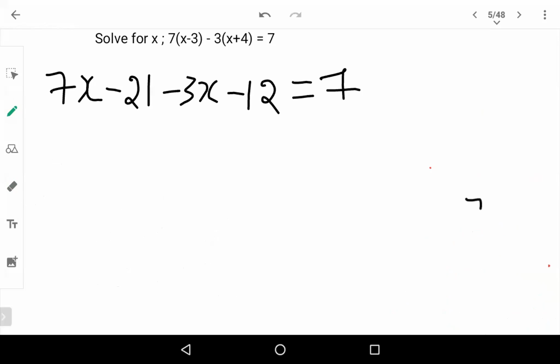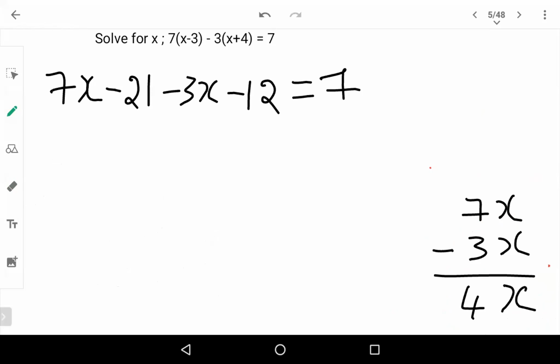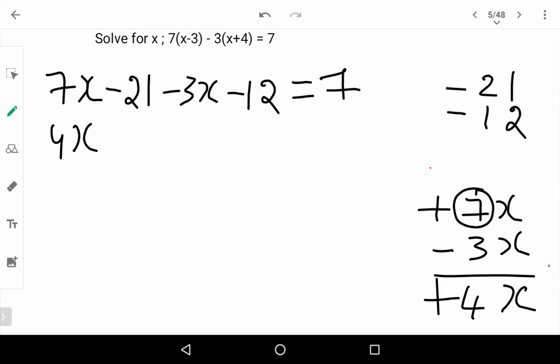Now you have 7x minus 3x. So 7x minus 3x, what will it become? 7 minus 3 is 4, so 4x. But here, you just have to take the bigger number sign, that is nothing but plus. So 4x is the value. And then minus 21 minus 12. These are the two constants that we have, correct?